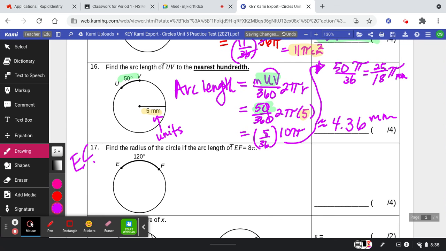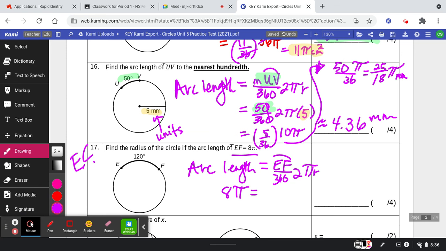Find the radius of the circle. It's working backwards to find the R. So if we know that already the arc length is 8 pi, and we know that the arc length is equal to my part over 360 times the full thing. And I know what the arc length is this time. It's having you plug it in outside. It's an output problem. My part is the 120.